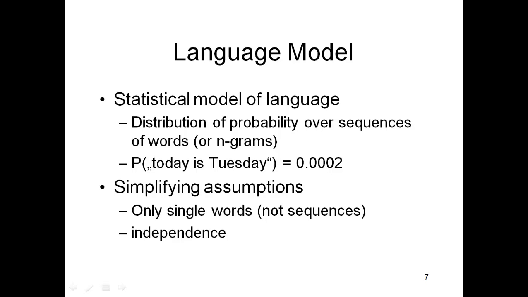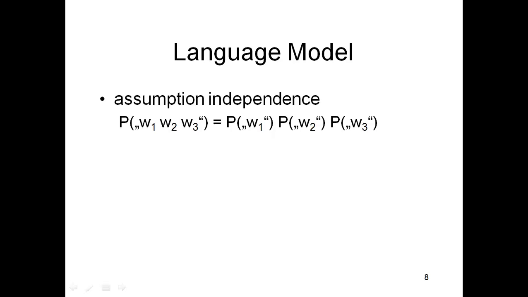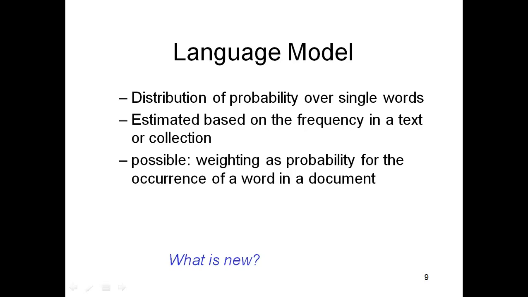It says, let's take a probabilistic model, a probability model of a language. What is the probability of a certain sequence? Like today is Tuesday, can have some probability, or the sequence of words typically, but in reality we work typically with single words, not sequences, and again we assume independence, which is of course not always true. And the language model basically says, the assumption of independence, it says basically what is the probability of the generation of a document given a certain query.